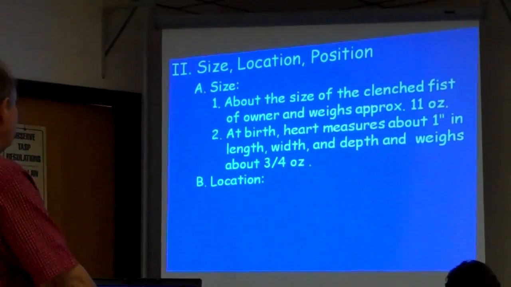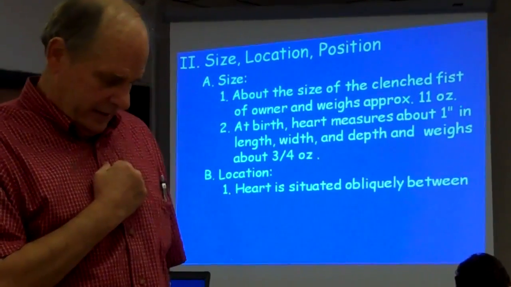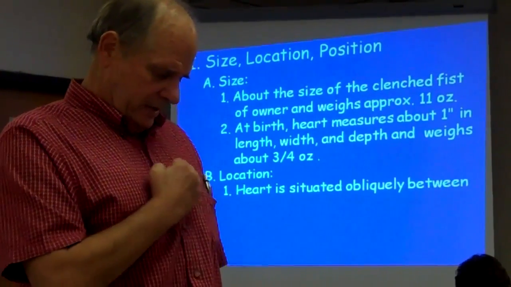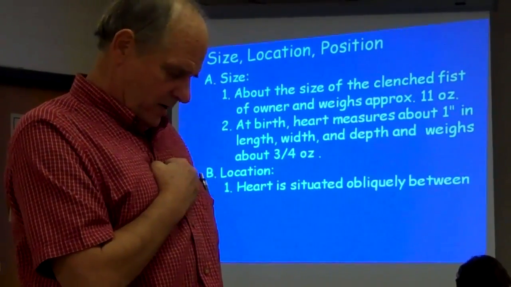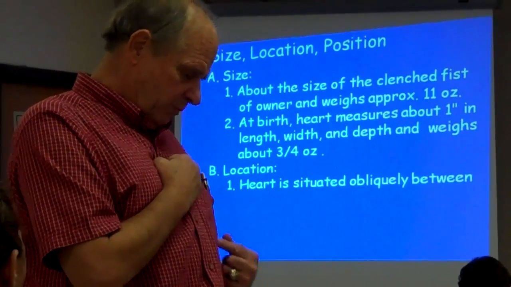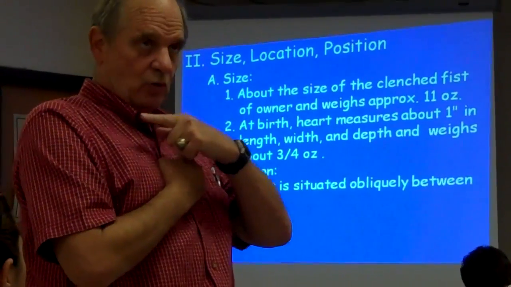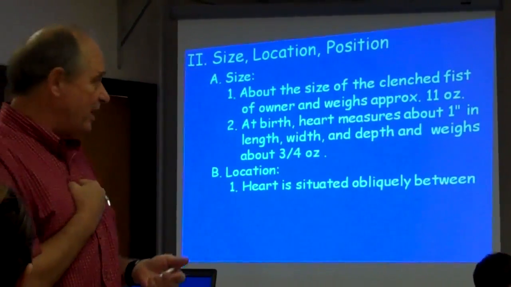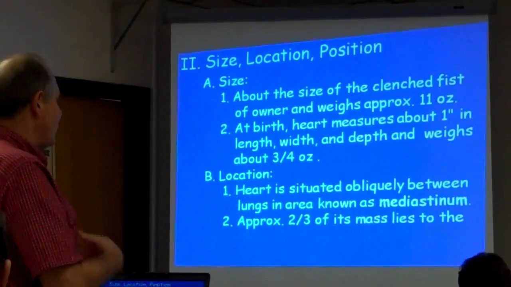All right. Then location. Well, you know this. Our heart is located obliquely. Here's the sternum, here's the midline. A little bit to the left of the midline, right here. The apex is the pointed end, going toward your left hip. The base end is going toward your right shoulder, and that's the way it's located. All right, so then we just have that, and it's in an area called the mediastinum.